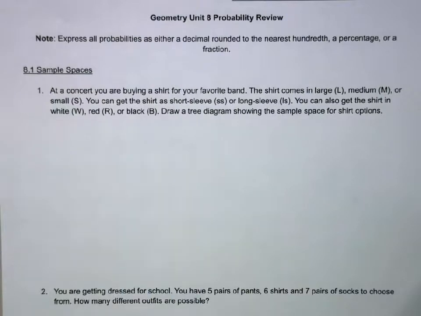So in our first example, our first problem, at a concert you're buying a t-shirt. The shirt comes in large, medium, or small, and you can get it in short sleeve or long sleeve, and you can also get it in white, red, or black. So we're going to draw a tree diagram to illustrate all of the options.